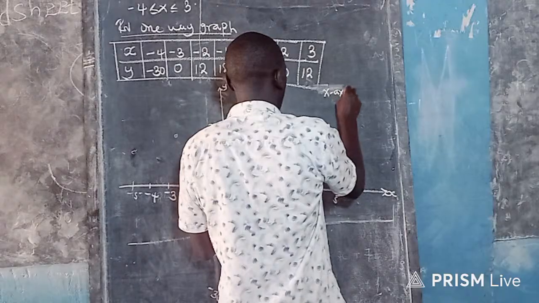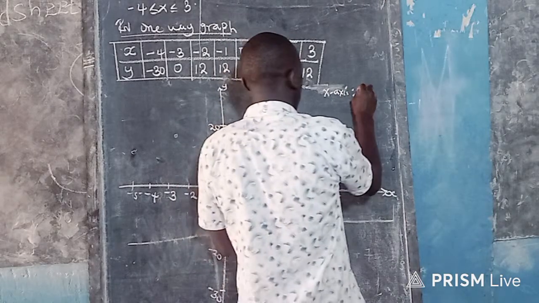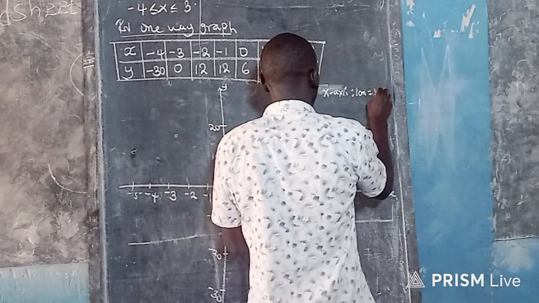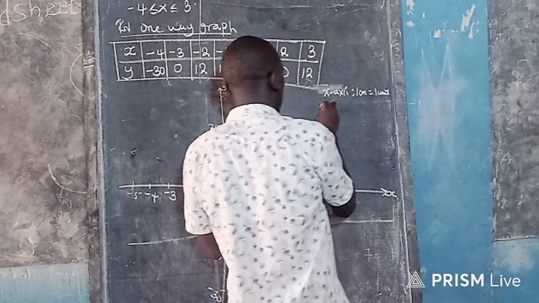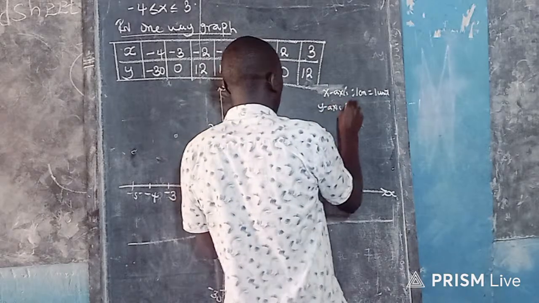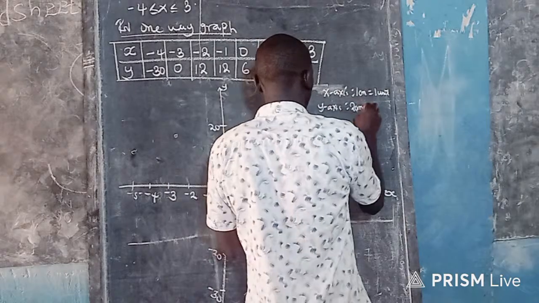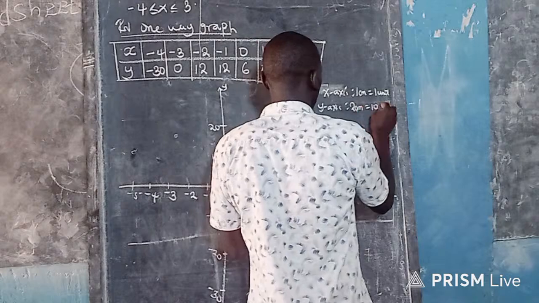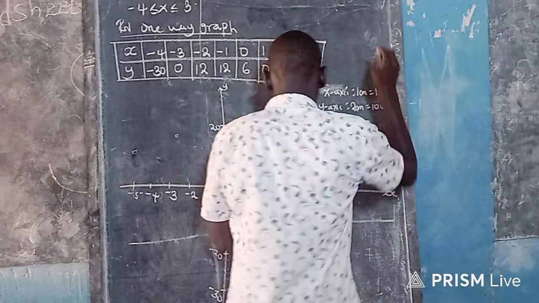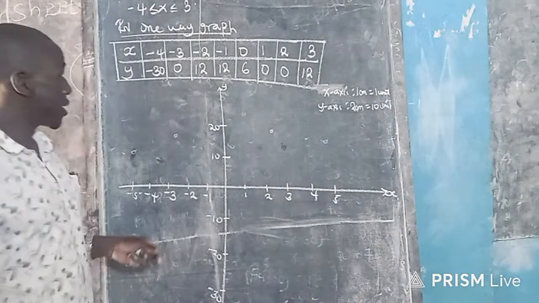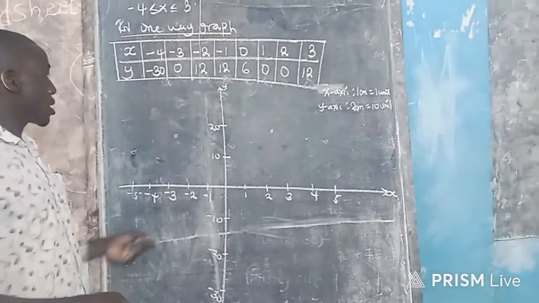On the x-axis, 1 centimeter represents 1 unit. Then on the y-axis, 2 centimeters make 10 units. That is the scale. So I'm going to plot this.